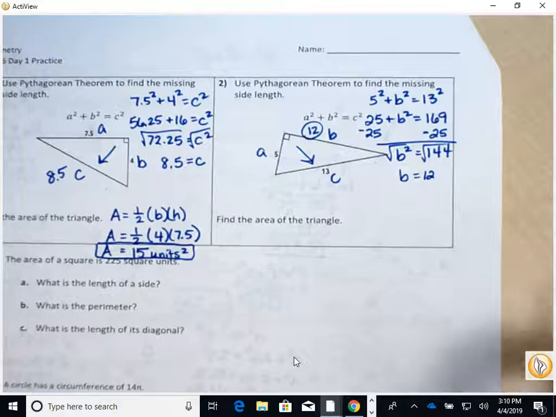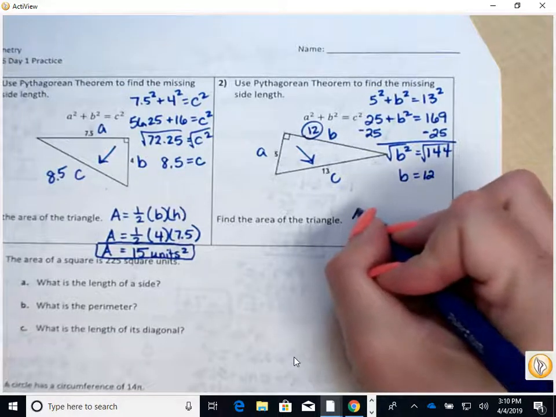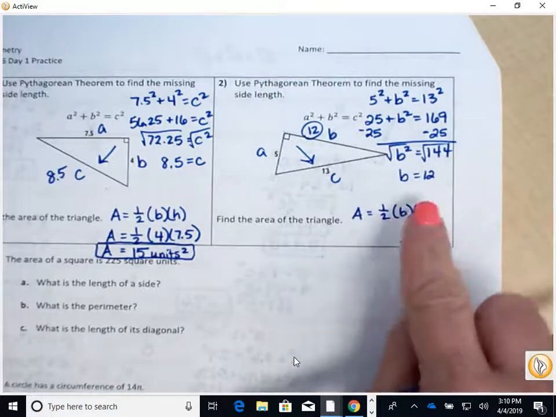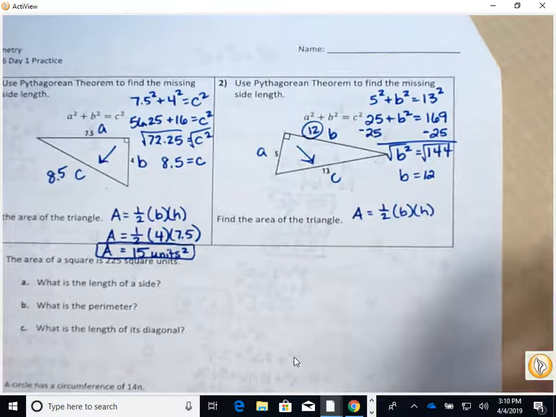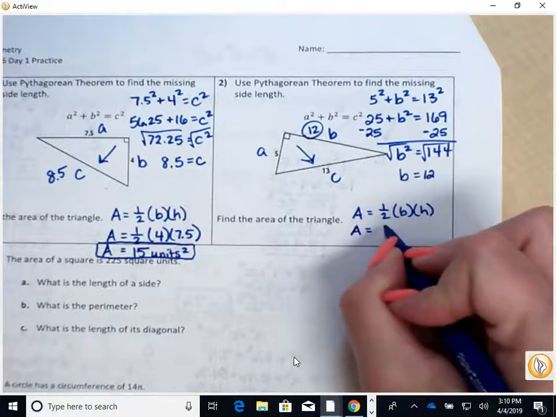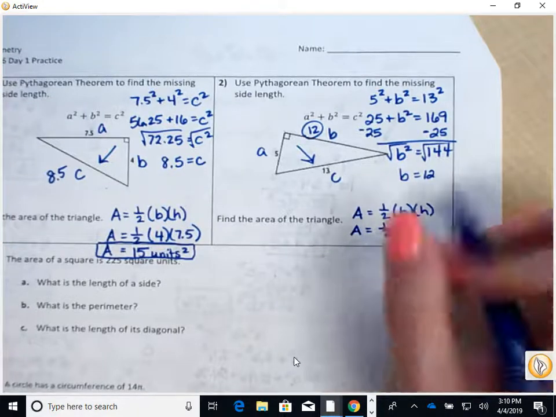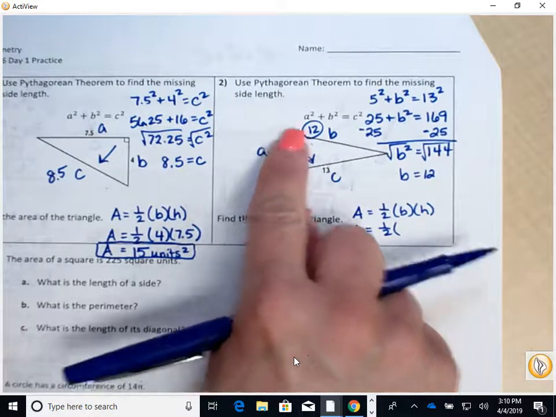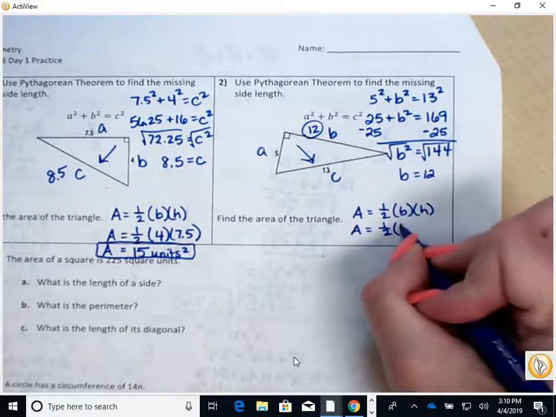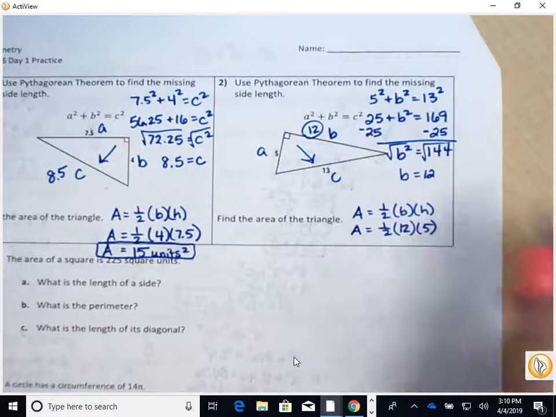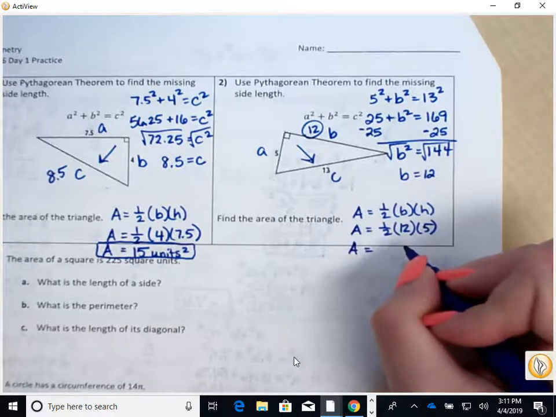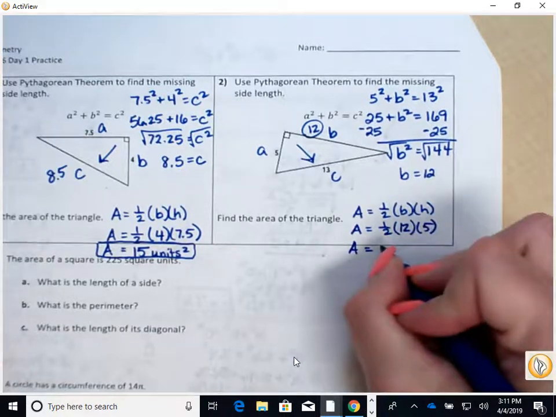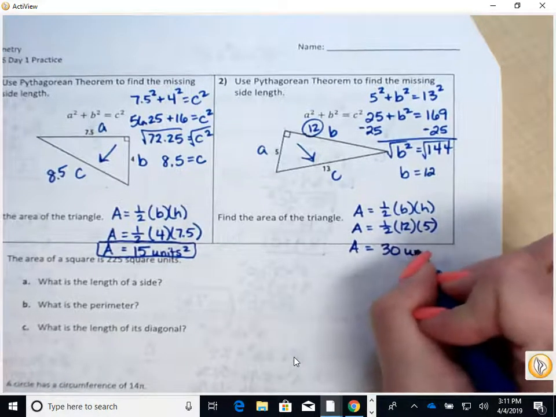Now that we found the missing side, the next question is find the area. Area of a triangle equaling 1/2 times base times height. Or you could take base times height and divide by 2. Gives you the same answer. So that's 1/2 times, now remember our base and height have to make a 90-degree angle, so it has to be the 2 legs of this triangle. So 12 and 5. One half times 12 is 6. 6 times 5 gives me 30. So 30 units squared.